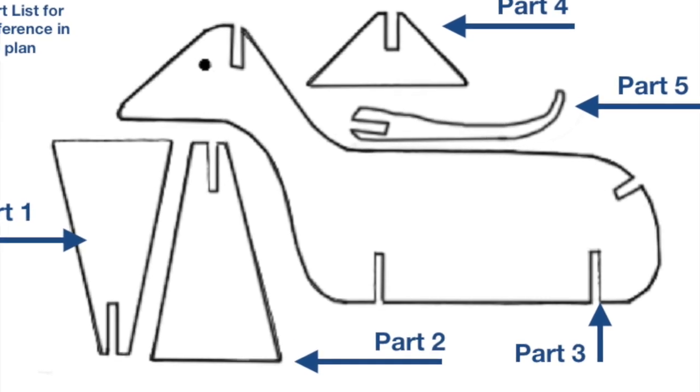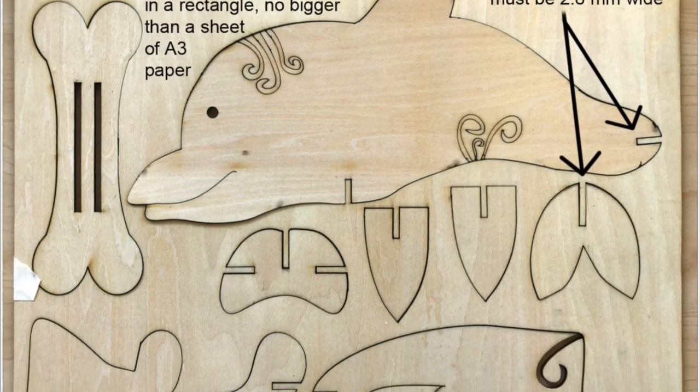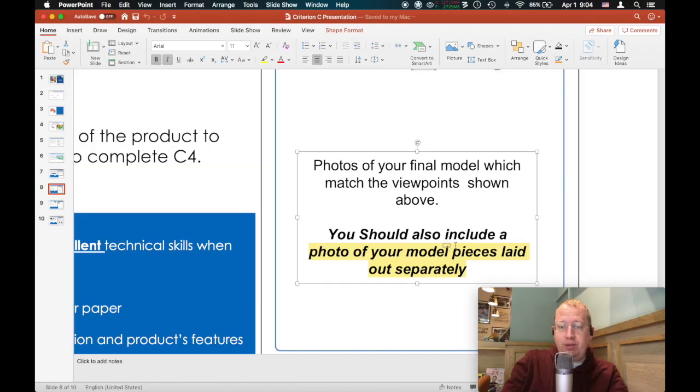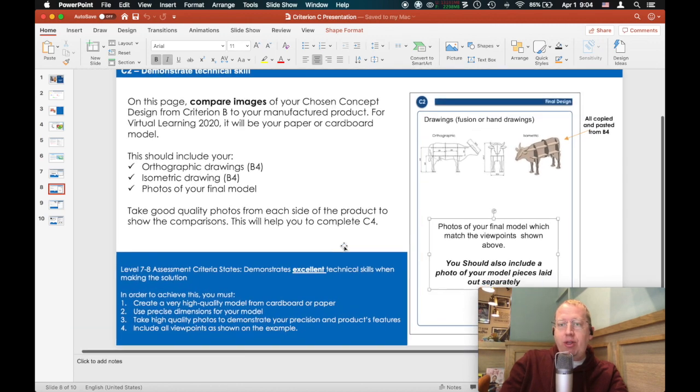You should also include a photo of your model pieces laid out separately. This means all laid out in a flat area. Now this could be in Fusion, because in Fusion, you've been told to create the model for laser cutting eventually. So you could show that in Fusion, or you could show all of the pieces of your actual physical prototype model laid out here.